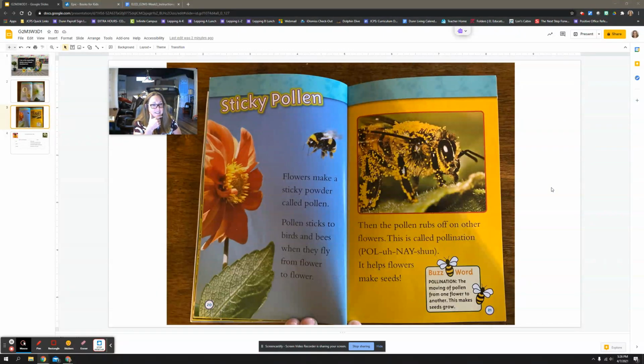Okay, what's the gist of these two pages? I'm going to look right back up at the heading again, sticky pollen. The gist is it's really talking all about sticky pollen, that the flowers make this stuff, and as the bees and the birds fly into it, it gets stuck on them. Look, and then they go off to other flowers and it rubs off. That's what's called pollination, and it helps flowers make seeds. That's how the seeds get there. So this is kind of like what came before what we just read about seed dispersal. So cool.